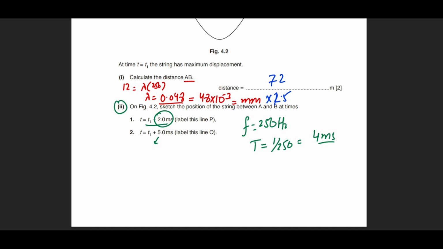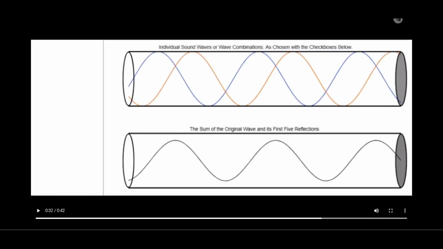And if I open this up, 5 milliseconds is 4 plus 1 millisecond. So what about this one? What is the similarity? What's happening? Now comes the part where you need to be very focused at this point.